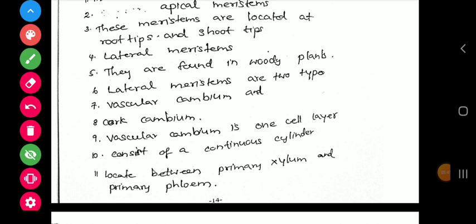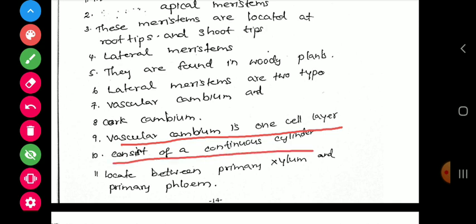Now, vascular cambium is one cell layer and consists of a continuous cylinder located between the primary xylem and the primary phloem. So the vascular cambium is one cell layer. It's just a cylinder of one cell layer. Consists of a continuous cylinder located between the primary xylem and the primary phloem.